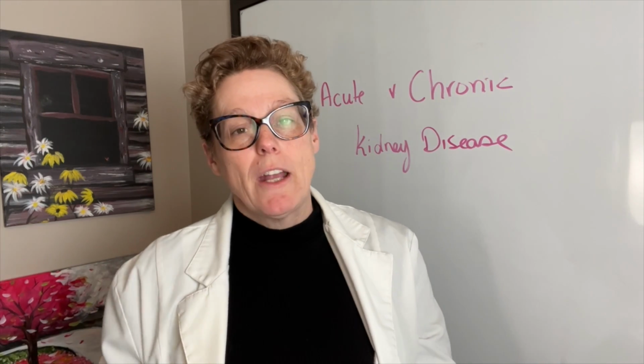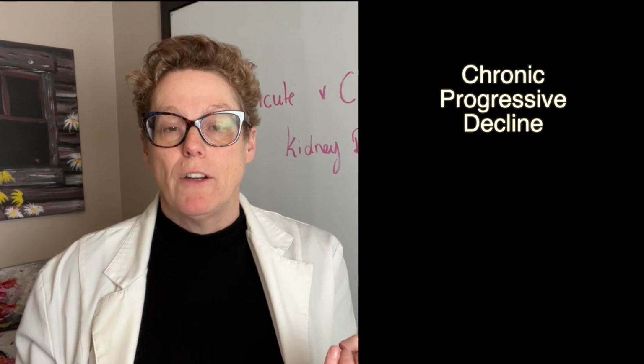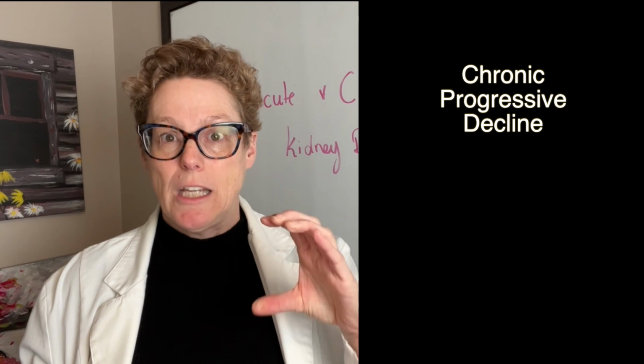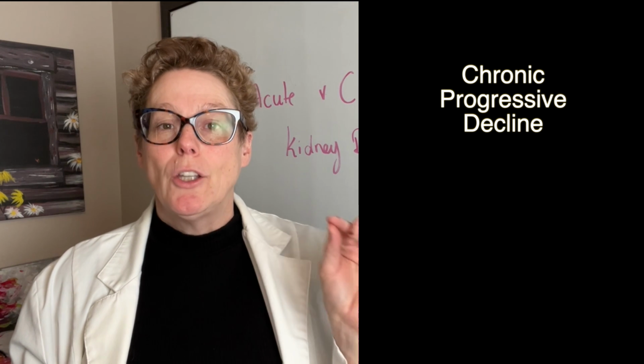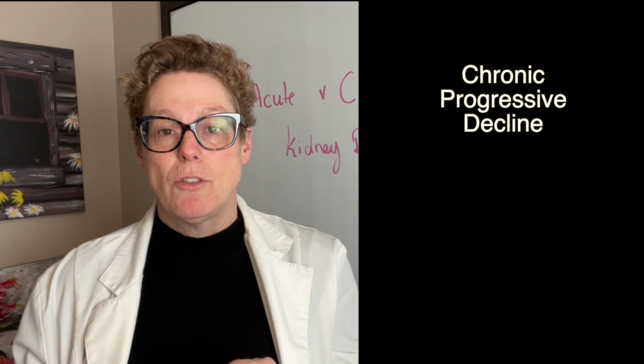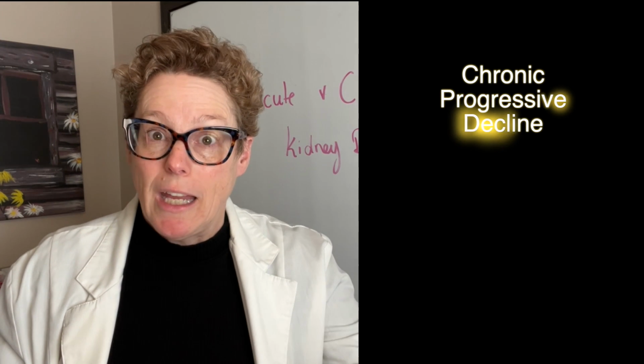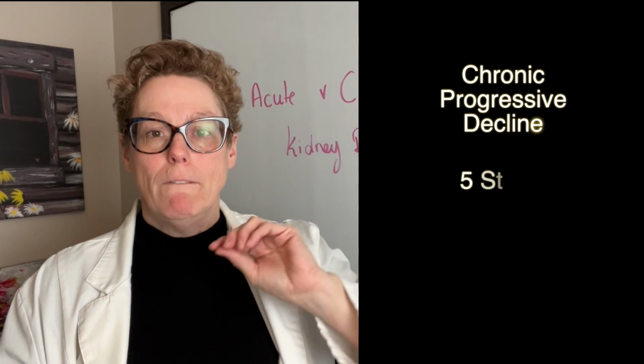On the opposite side is chronic kidney disease. Chronic, just as the term suggests, long term. This is a progressive decline in the function of the nephrons, that intrarenal compartment. Acute kidney disease can become chronic if it goes untreated and undiagnosed. Now, chronic kidney disease, because there's this progressive decline, is not something that can be reversed.